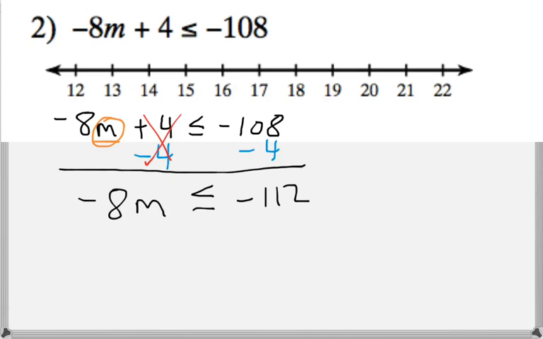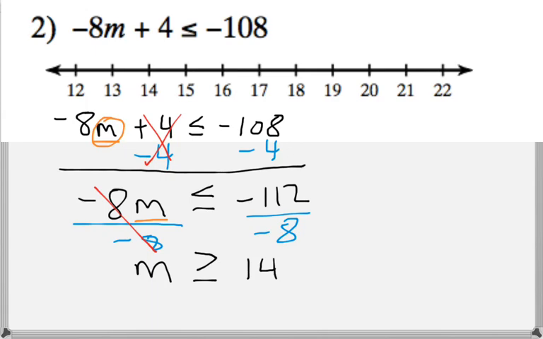We are still trying to get that m by itself. So now to undo a multiply by negative 8, we would need to divide both sides by negative 8. When we divide or multiply by a negative number, we need to change the direction of our inequality. Our negative 8s cancel out, leaving us with just our m. And negative 112 divided by negative 8 gives us a 14. So we have our inequality here: m is greater than or equal to 14.